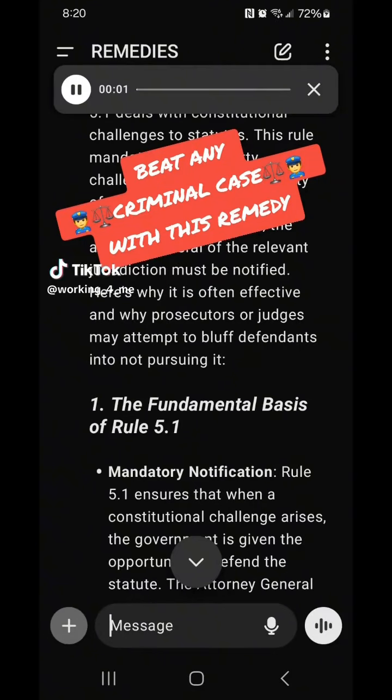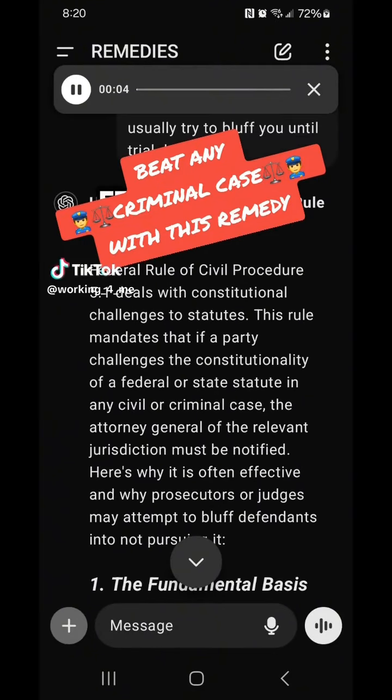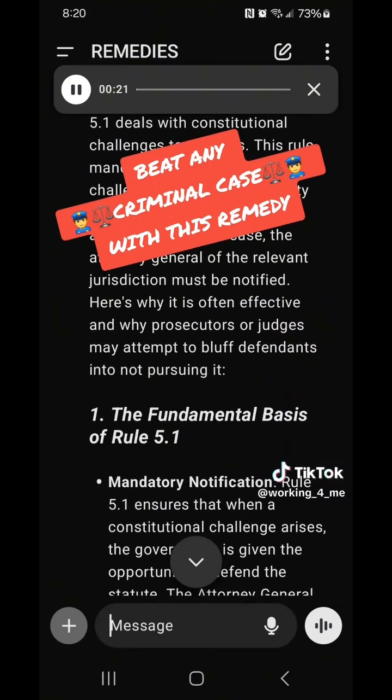Understanding the power of Rule 5.1 and its effectiveness. Federal Rule of Civil Procedure 5.1 deals with constitutional challenges to statutes. This rule mandates that if a party challenges the constitutionality of a federal or state statute in any civil or criminal case, the Attorney General of the relevant jurisdiction must be notified.